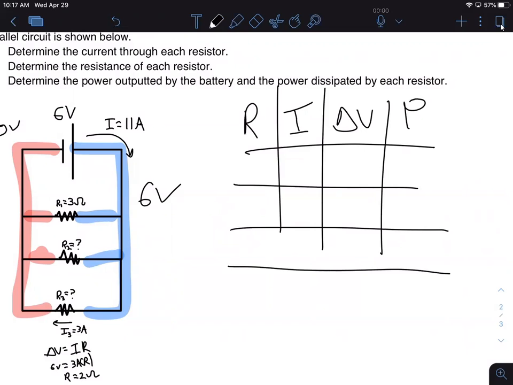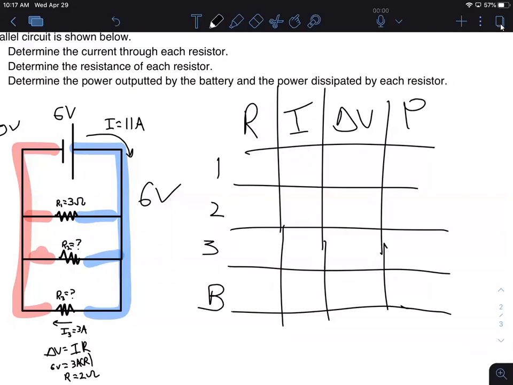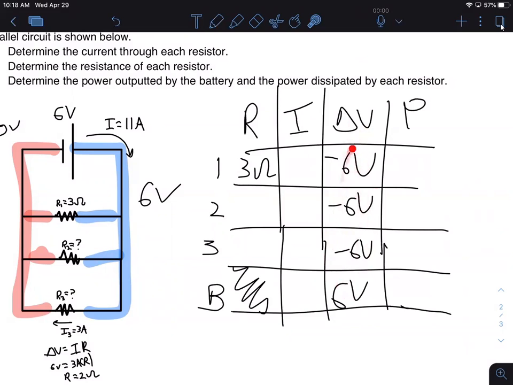3 resistors and a battery. Resistor 1, 2, 3, battery. Resistor 1, 3 ohms. Resistor 2, don't know it. Resistor 3, we found it, but we'll find it again. Battery doesn't have resistance. 6-volt battery. These are all taking away 6. And be careful, when we get to more complex circuits, it won't always follow this pattern where these are all the same as the battery.